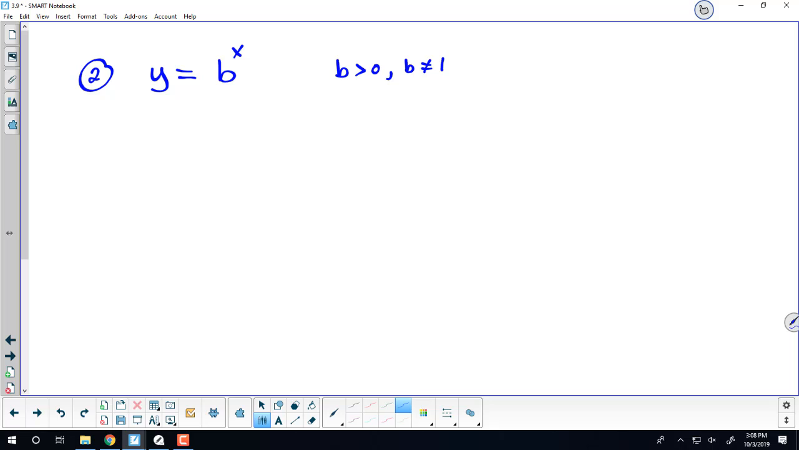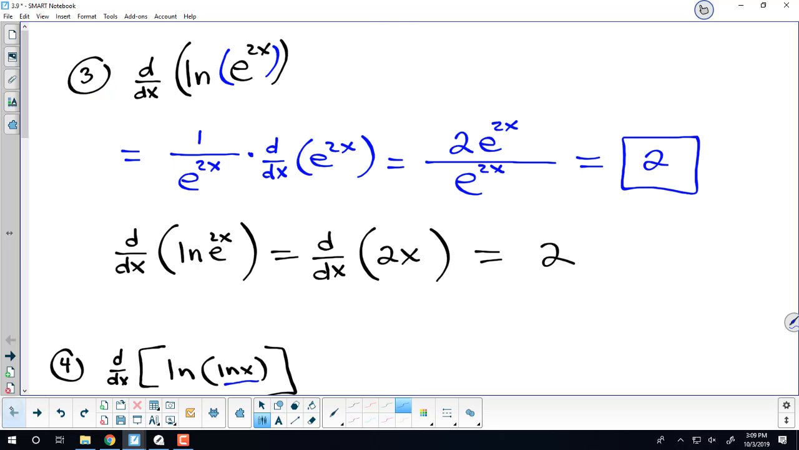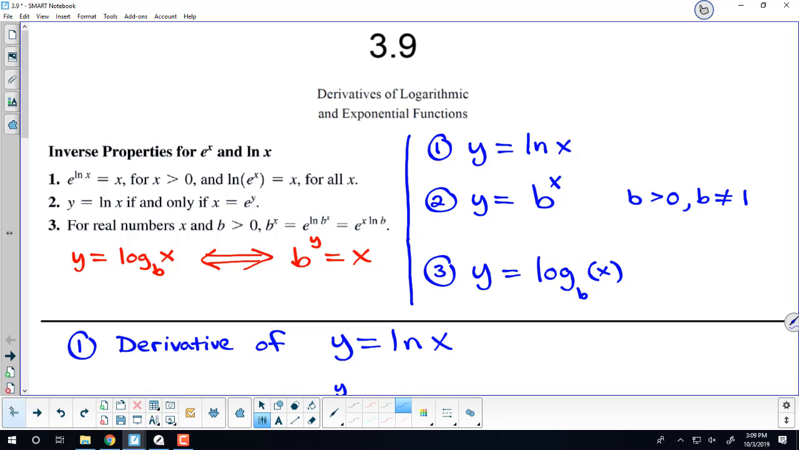B is a real number that's larger than 0, not 1. So we could, again, apply the definition of the derivative, or we could just try to rewrite this algebraically to look at something that we already know the derivative of. So for b to the x, which one of these properties helps us here?